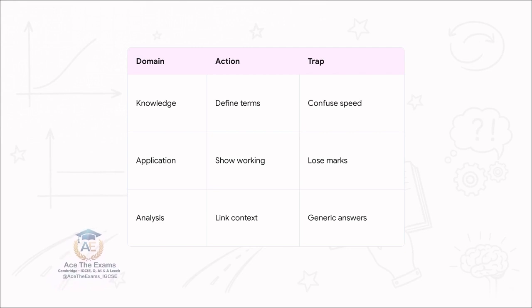For the application domain, your required action is to use the Peel framework and show incredibly clear working. The trap to avoid, doing math in your head and losing those vital method marks. And finally, for the analysis domain, your required action is to manage your time so you can link everything back to the specific context. The trap, writing generic robotic answers. If you apply this time management matrix and master these 3 rules, you are locking in your success.